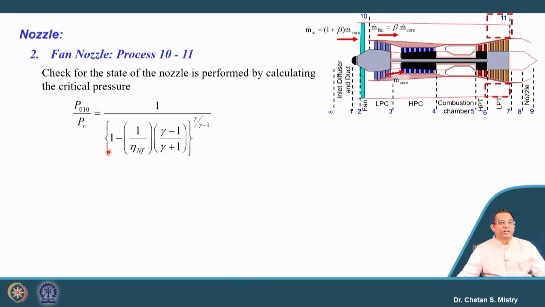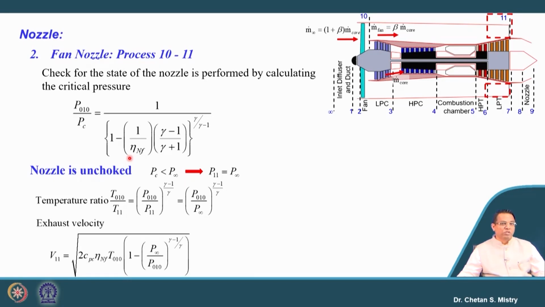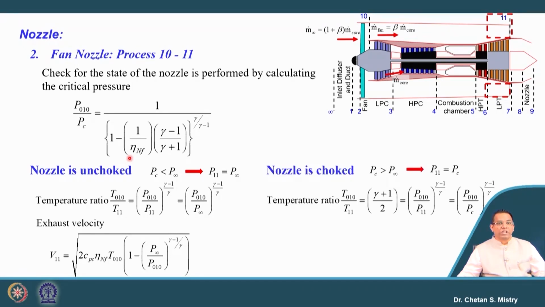Here in this case, the critical pressure ratio will be P010 divided by Pc. For that also, suppose the nozzle efficiency is known to us. From that we will decide whether the critical pressure is higher or lower than the atmospheric pressure, and we will define this nozzle as a choked or unchoked nozzle. Based on that, we will calculate the exit static temperature and the exhaust velocity from the fan nozzle. So, all these are called our cycle parameters.